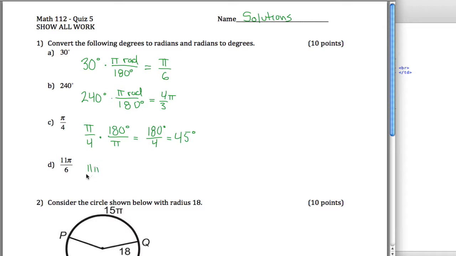Finally, 11 pi over 6 radians. Multiply that by 180 degrees over pi. Pi's cancel out. 180 divided by 6 is 30. That sounds right. So it's 11 times 30. 11 times 3 is 33, so 11 times 30 would be 330 degrees.